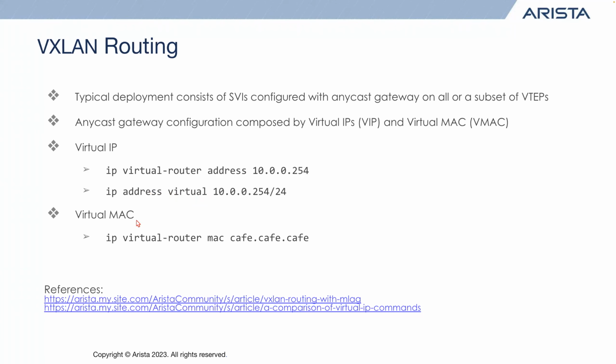And the virtual MAC, as I mentioned, is pretty straightforward. No matter which option you choose for the virtual IP, the virtual MAC will always be configured in the same way. Just go to global configuration mode and use the ip virtual-router mac-address command, and you specify what the virtual MAC is. The other link that I shared is also a very good article that covers an overview of VxLAN routing, and a lot of the things we are discussing today are part of this document. So definitely a good resource for you to review along with this session.